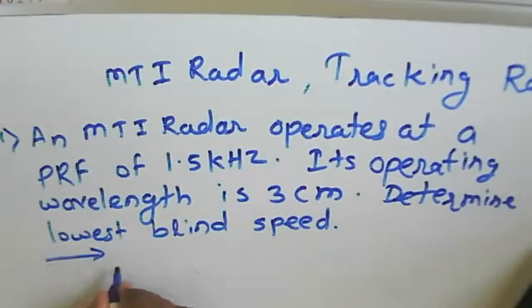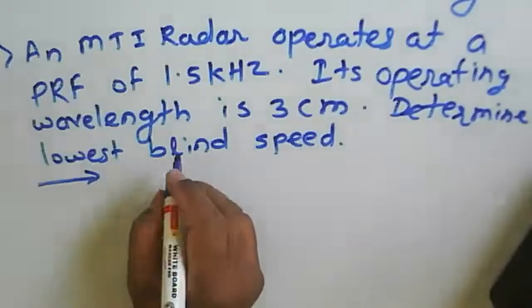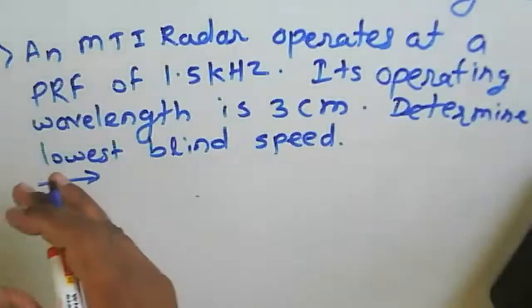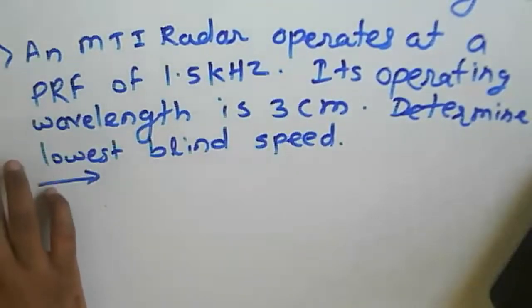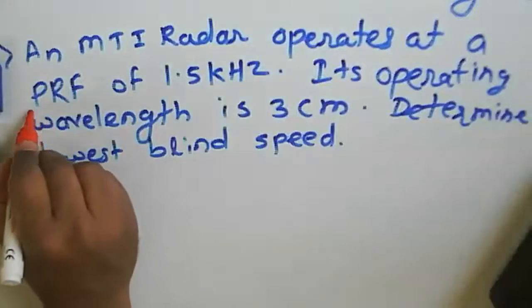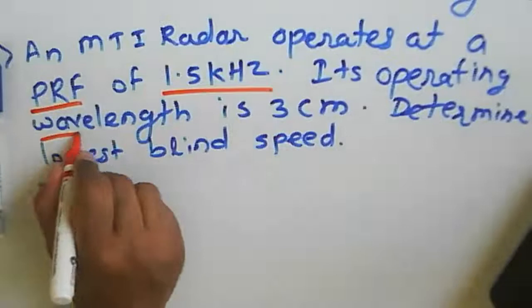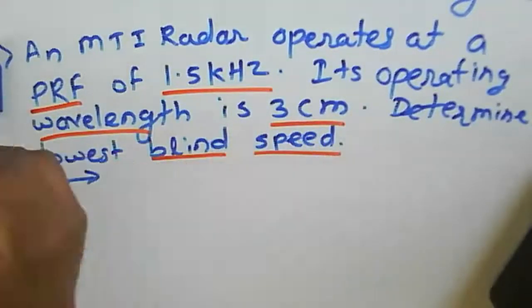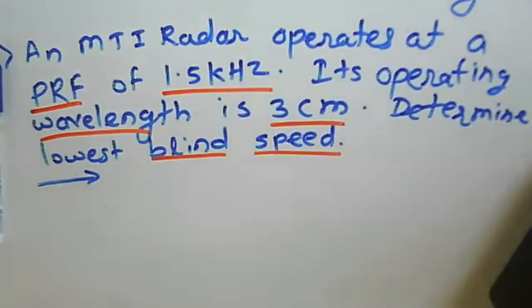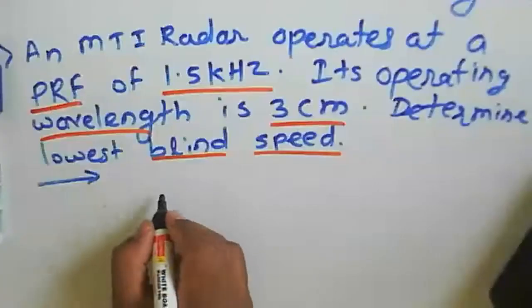While solving, we need to know what data is given and what the blind speed will be. The PRF, the pulse repetition frequency, is given as 1.5 kilohertz, and the wavelength is given as 3 centimeter, and our aim is to find the blind speed. To find the blind speed, we need to consider the equation of a blind speed.